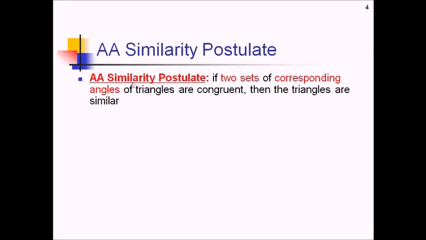The first postulate we'll look at is the angle-angle similarity postulate, which says if two sets of corresponding angles in a triangle are congruent, then the triangles are similar. Now you might be wondering, don't you need all of the angles of a shape to be the same? Well, in a triangle, like these two triangles here, if you already know that you have two sets of congruent angles, then there's the same amount of degrees left over for the last angle, because triangles always have a fixed number of degrees in them, 180 degrees.